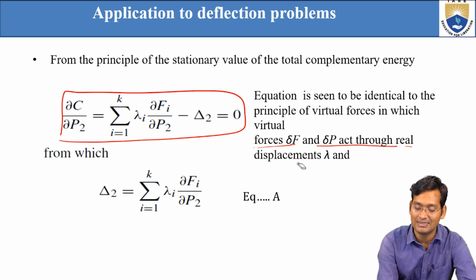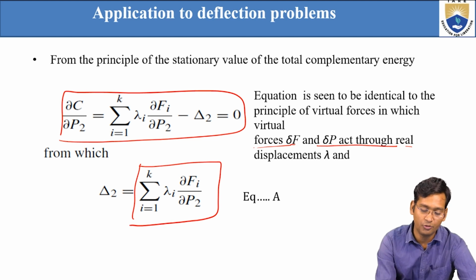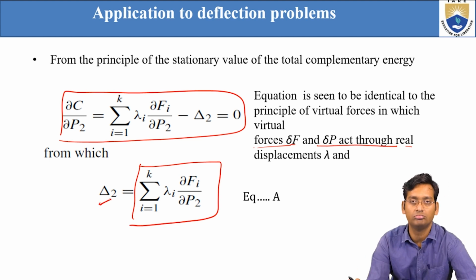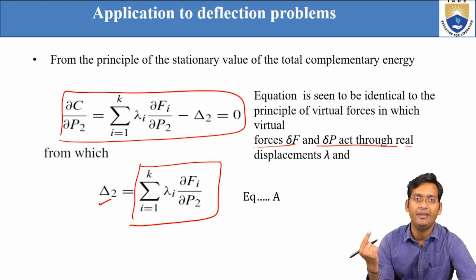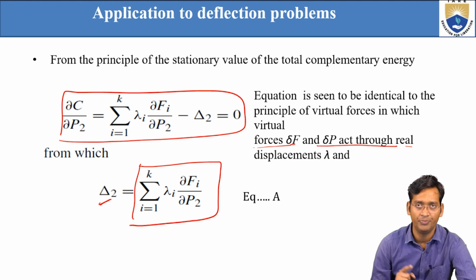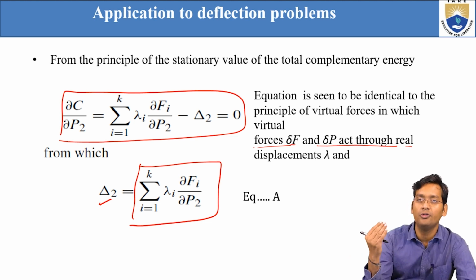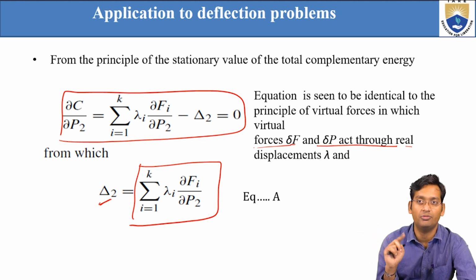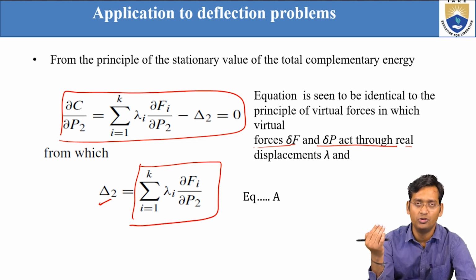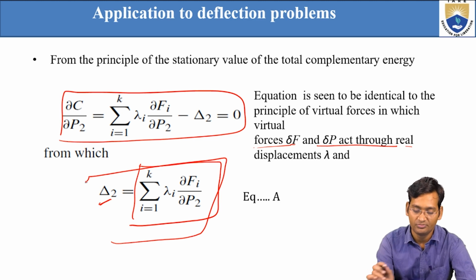From which we can say here this delta 2 will be equal to this one. So first we have to find delta 2. How? First find the total complementary energy, and then at what point we have to find the deflection. Because at that point we are applying the virtual or fictitious force, differentiate with that fictitious force. So after differentiating with the fictitious force, we got delta 2 equals this one. Okay.